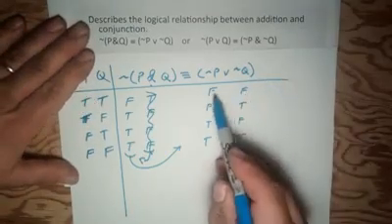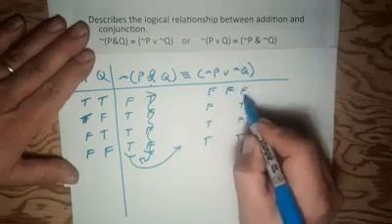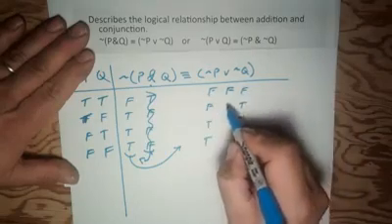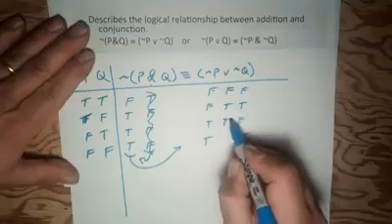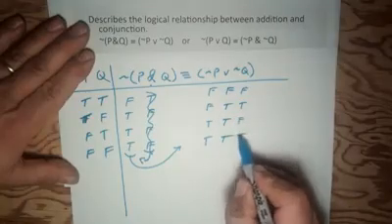And then we do the or, so false or false is false. False or true is true. True or false is true. True or true is true.